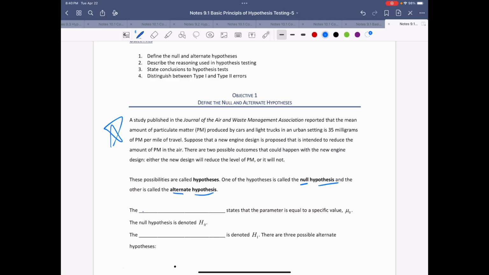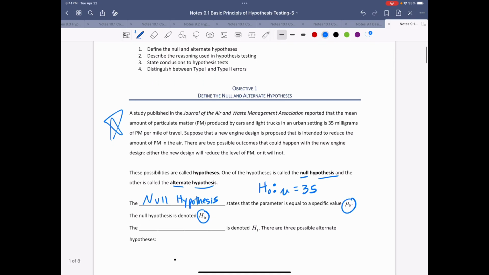What the null hypothesis states: it states that a parameter is equal to a specific value, mu naught. The null hypothesis is denoted by H0. What would the null hypothesis be for this problem? H0, the null hypothesis, is always about a parameter, never about a statistic. It's going to be H0: mu is 35. That means that this new thing that they've done, the new adjustment, hasn't done anything.